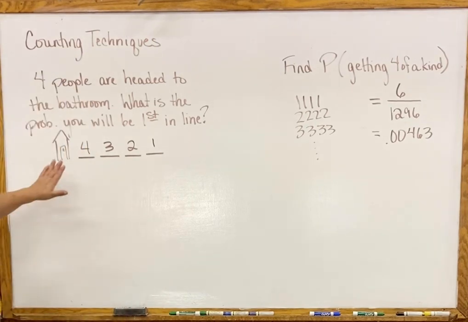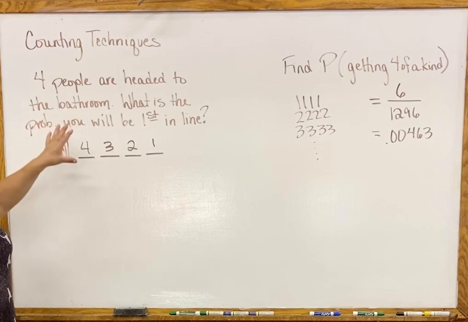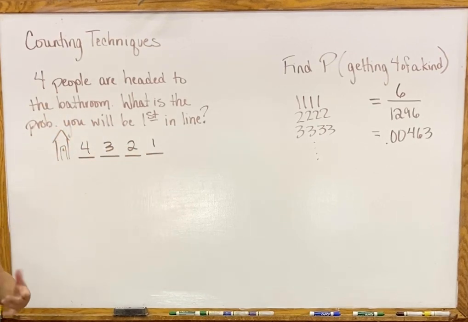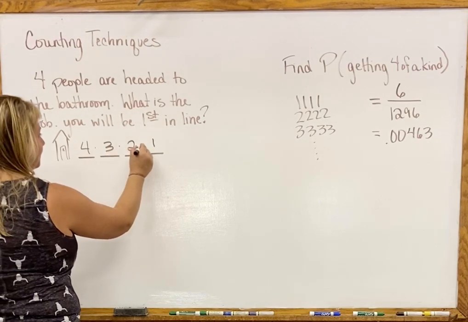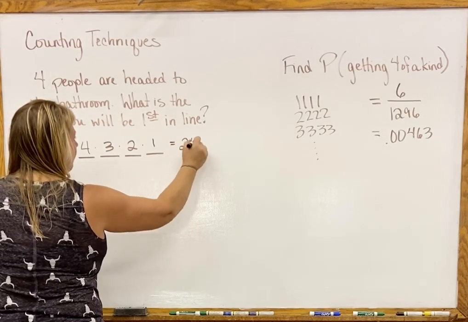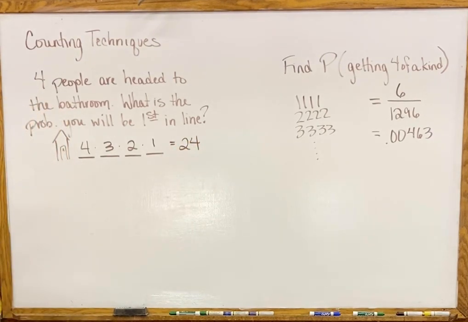Okay, so that's what we've looked at here, using that fundamental counting principle: if we were gonna put people in line, how many ways could that happen? So we need to multiply, and that will give us 24 if we multiply out.